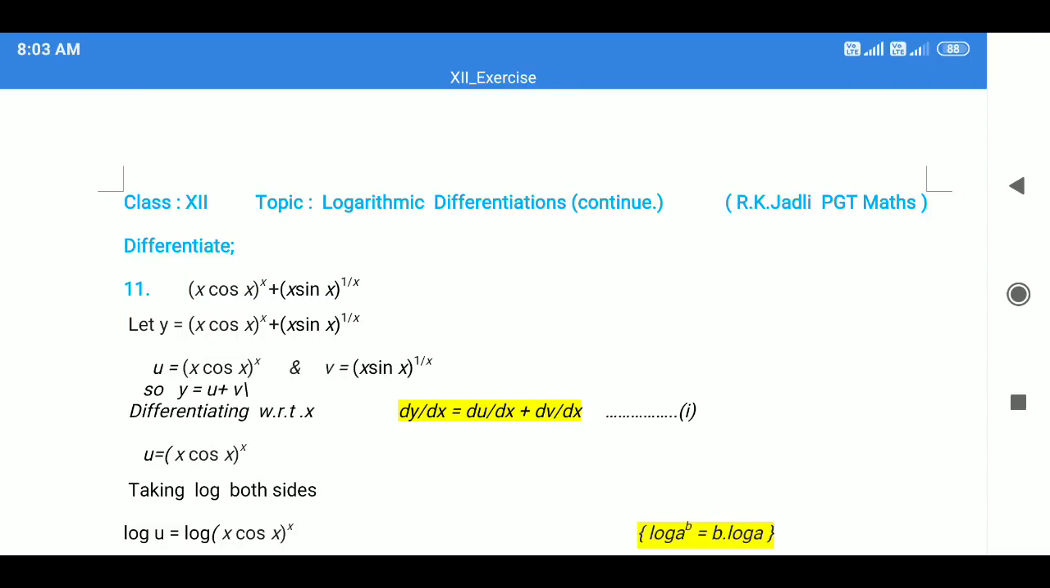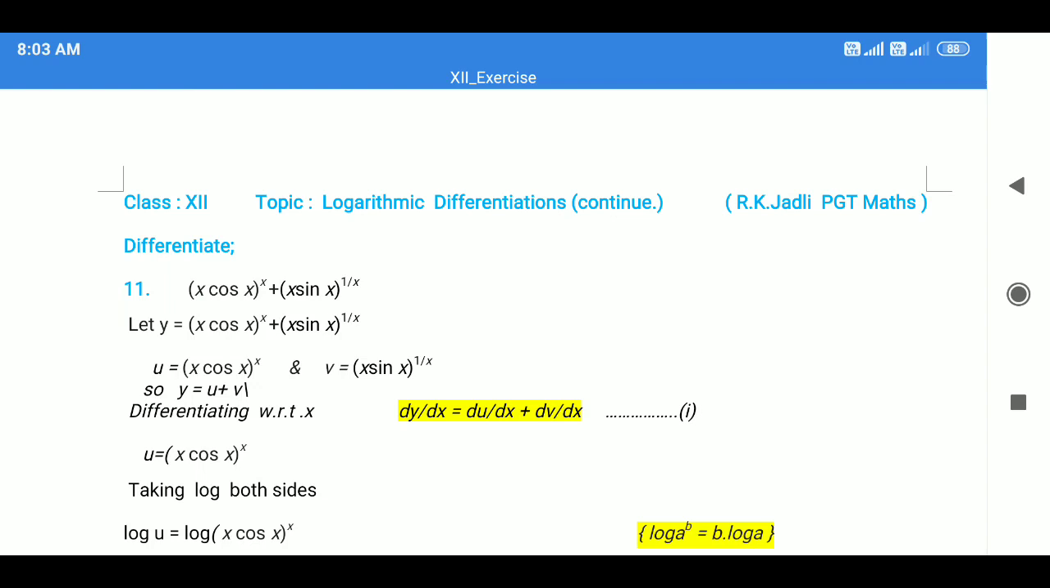Dear students, I am taking some questions from logarithmic differentiation from the exercise. Question number 11 from the exercise. Differentiate (x cos x)^x + (x sin x)^(1/x).